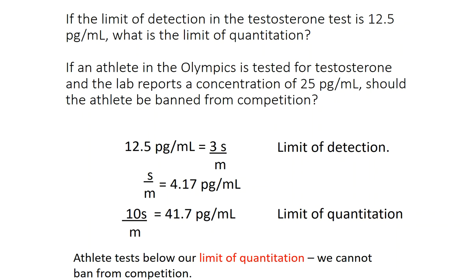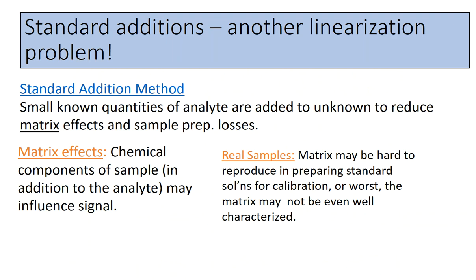Okay, let's move on and talk about something called standard addition. This is another way to do calibrations when we have an analyte that's in a tricky matrix. So here's the idea. A tricky matrix would be something like a biological matrix like blood, or it could be a dirty matrix like industrial wastewater. It could be all kinds of different matrix components that we don't know.